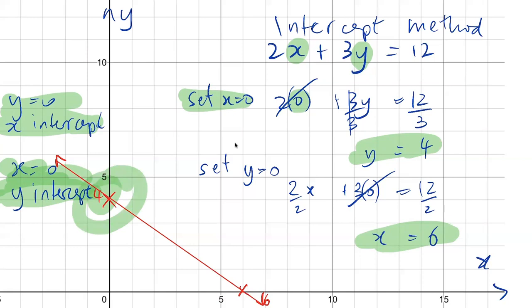Then we do the same with the x-axis. We set y equal to 0, so really we're left with 2x is equal to 12. Divide both sides by 2, and x is equal to 6. So I've got my intercepts, a y-intercept at 4 and an x-intercept at 6, and the line passes through both those points.